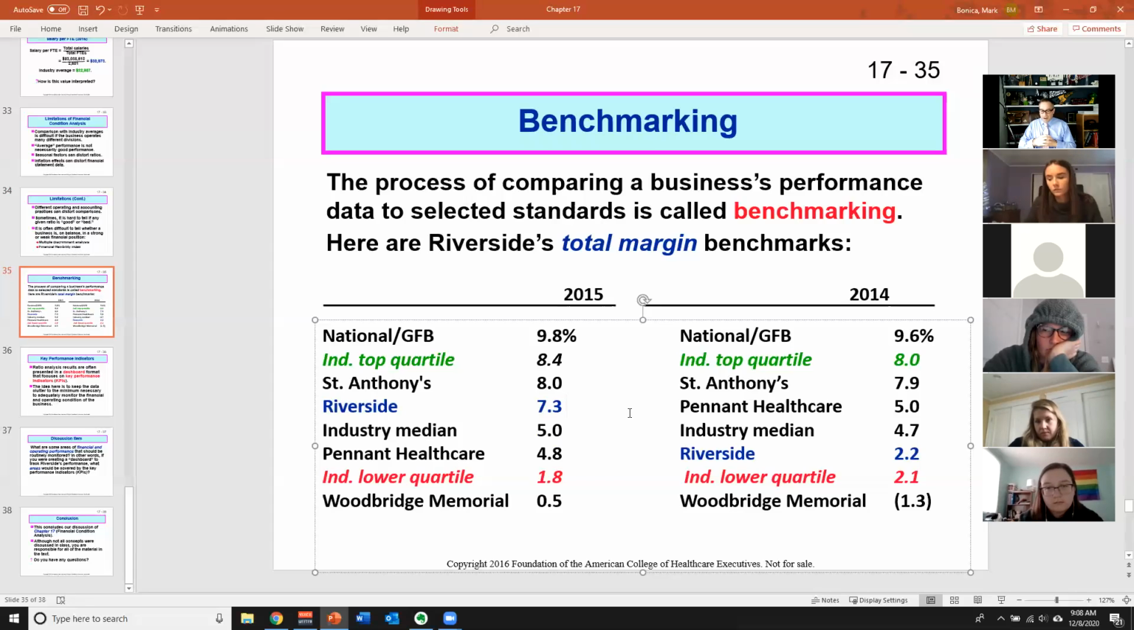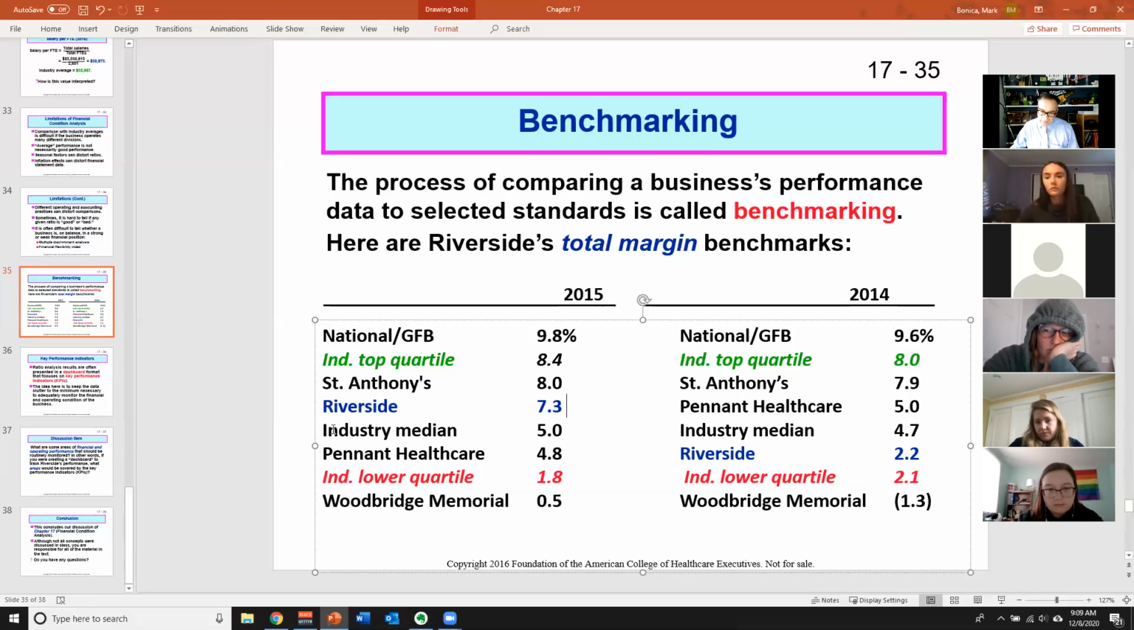And it's important to think about what you are benchmarking against. Are you using the appropriate benchmark? So if you're a community hospital like Exeter or Wentworth Douglas, you want to compare yourself to other community hospitals. If you're Wentworth Douglas, you don't want to compare your ratios to Mass General. That's an apples and oranges comparison. Even though they're both hospitals, that's a meaningless comparison.